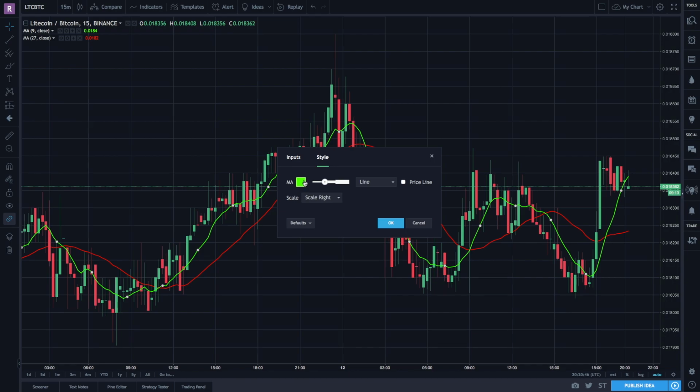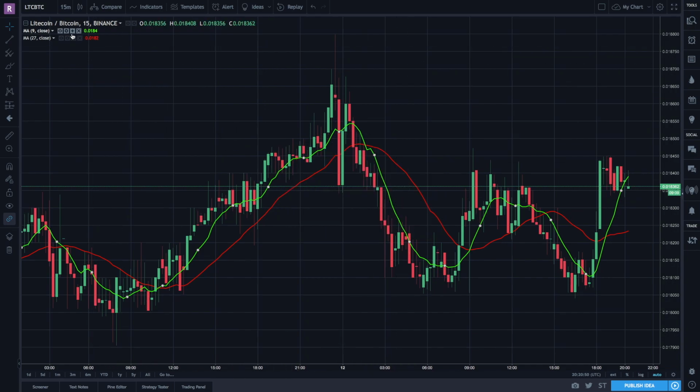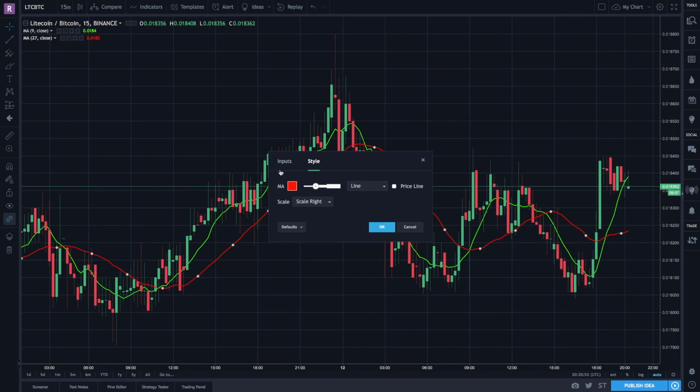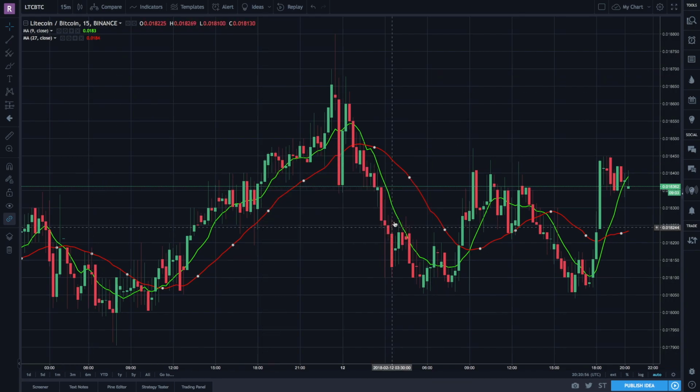You've got the style. You can pick a color and thickness, whatever you want to do. Save it as a default if you want. And then under my slower one, I set this to 27 candles for my moving average. And this is what it looks like on the chart. So you see my two moving averages here.